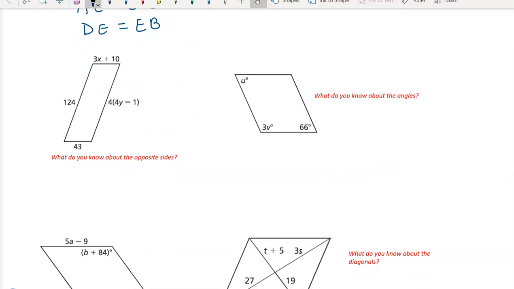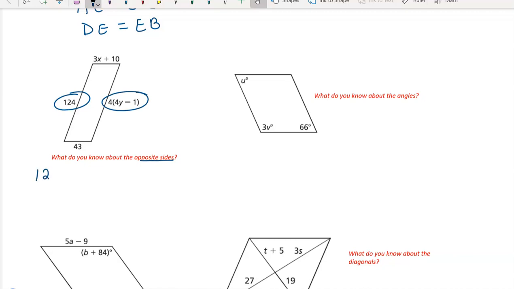In this section, we're going to use those qualities about parallelograms. So you're going to be given that this shape is a parallelogram, and you're going to be asked to solve for X and Y. So in this first picture, we're looking at the sides, and we want to ask ourselves, what do we know about the opposite sides of a parallelogram? Well, one of the things we learned was that the opposite sides are congruent. So we know that 124 is equal to 4 times 4y minus 1.